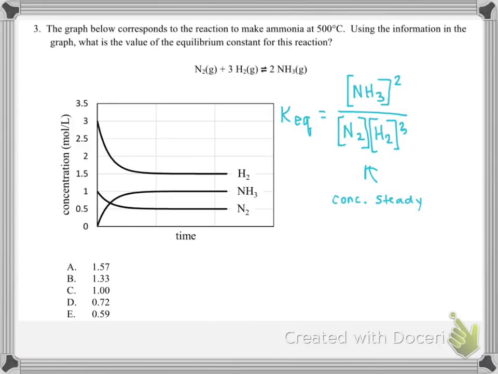And so we can come back over to this plot and see that the H2 line levels off at 1.5, and the units on the y-axis are moles per liter, which is the same as molarity, so it's good news. The ammonia line levels off at 1 molar, and the N2 levels off at 0.5 molar. And so now we just have to take those concentrations and plug them into our KEQ expression.